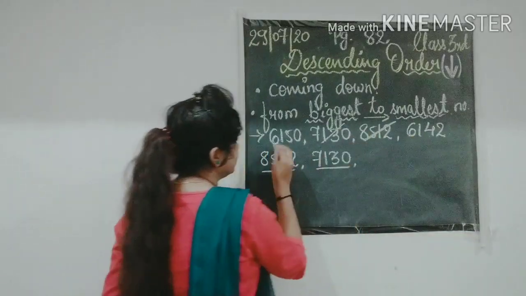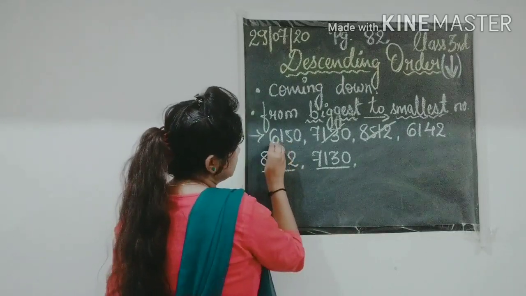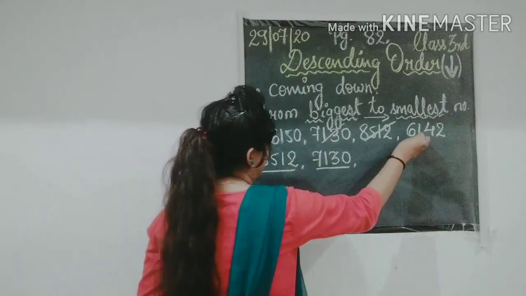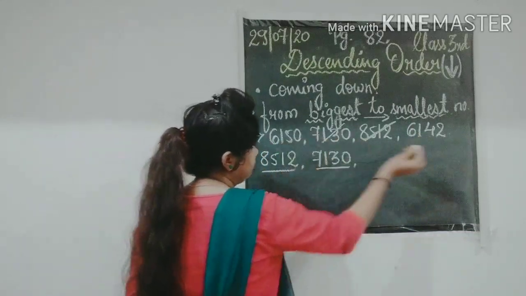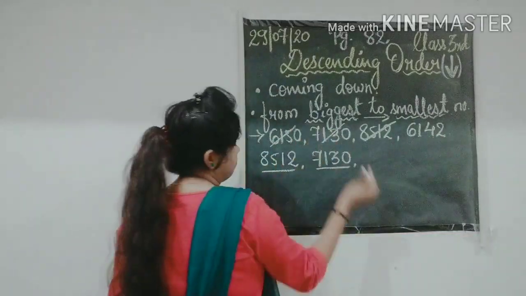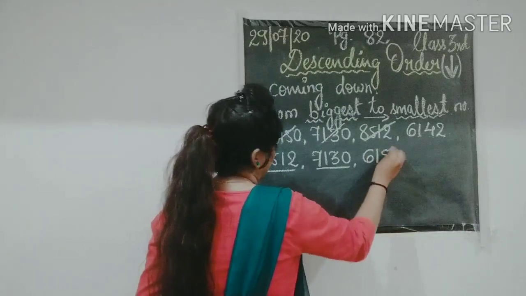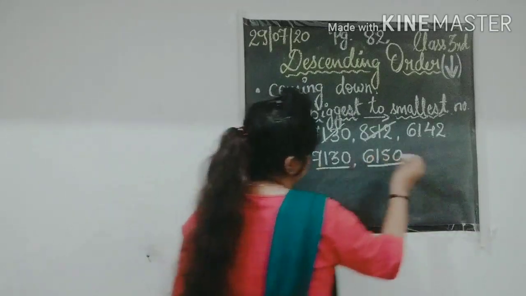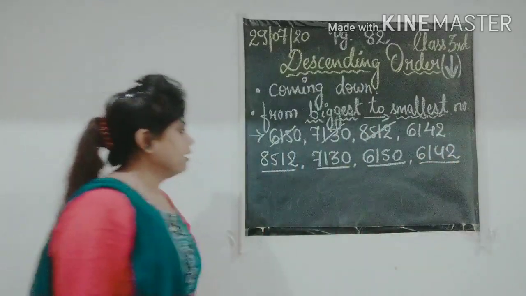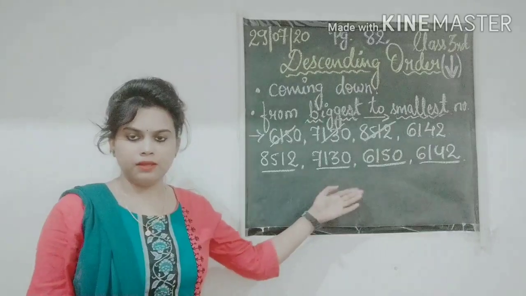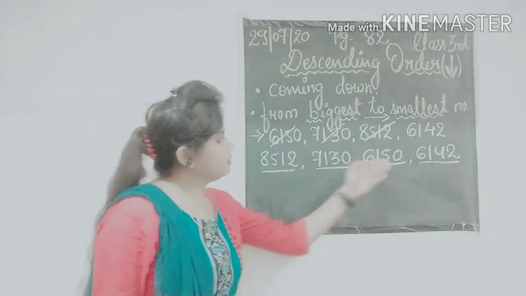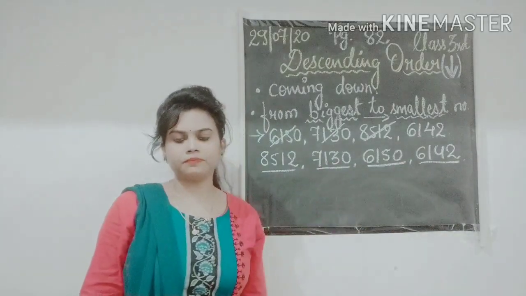Find out the smaller one. Out of these 2, 6,000, here also 6,000. Next hundreds place, 1, 1. In tens place, 5 and 4. That means 5 is greater than 4. So we will write this number first. 6,150 and the last number which is left is 6,142. So this way you have to arrange the numbers in descending order. That means from the biggest number to the smallest number.